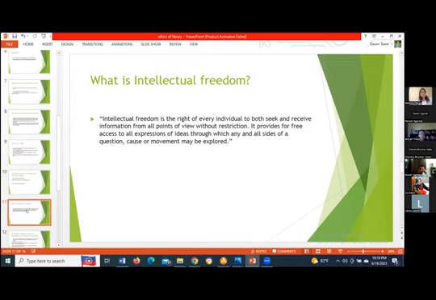What is intellectual freedom? Intellectual freedom is the right of every individual to both seek and receive information from all points of view without restriction. It provides for free access to all expression of ideas through which any and all sides of a question, cause, or movement may be explored.